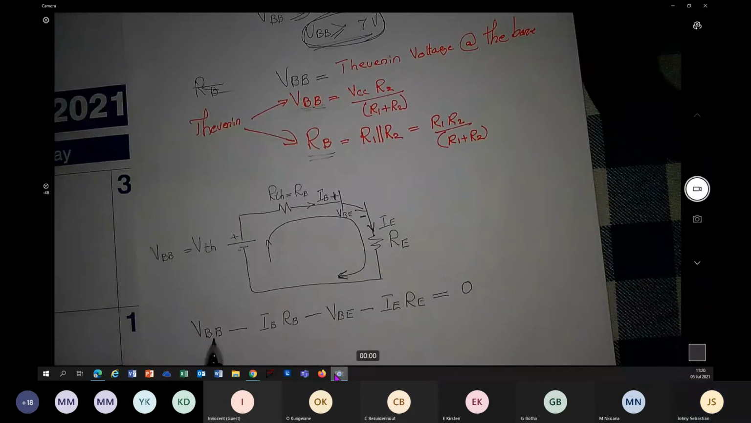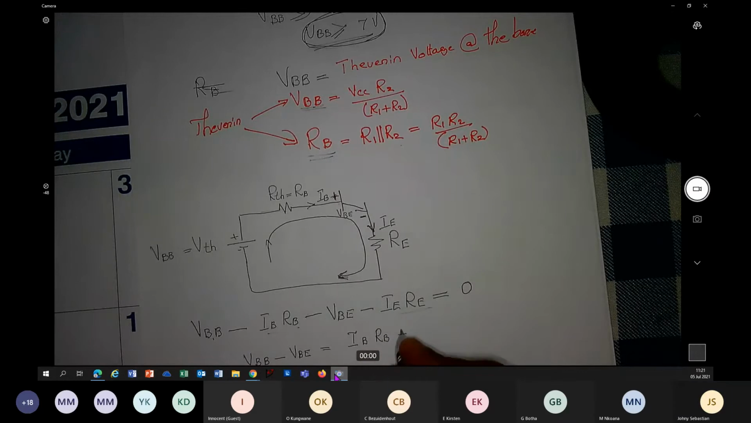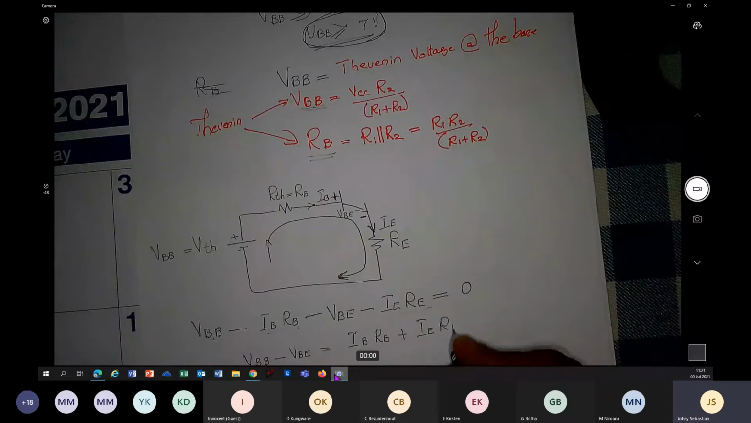VBB is a voltage. Current times resistance is a voltage. VBE is a voltage. Current times resistance is a voltage. Algebraic sum of all EMF equal to 0. From here, we move all the current to the other side. Basically, we get VBB minus VBE equals IB times RB plus IE times RE.